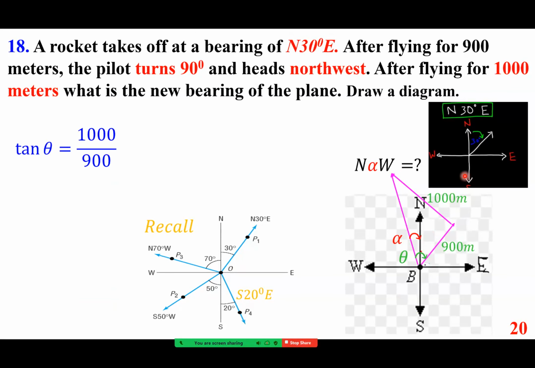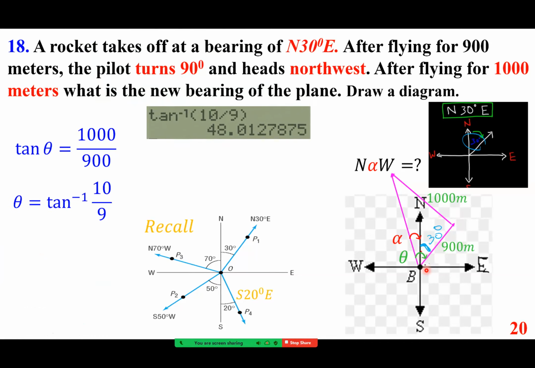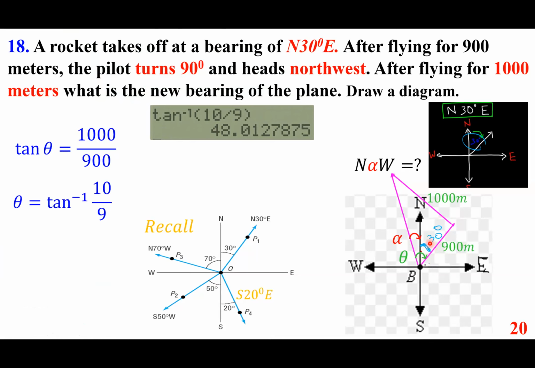So again, I want to make sure that we understand that we have this one. So this is given as 30 degrees, okay? So tan of theta is the opposite 1,000 over the adjacent 900, and the tan inverse of that results in 48.0127, okay, or 48.01 degrees. So alpha would be this complete angle minus this 30 degrees.